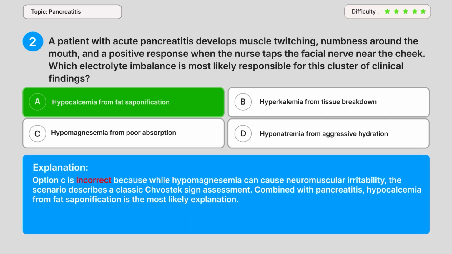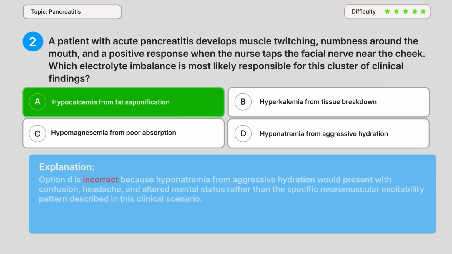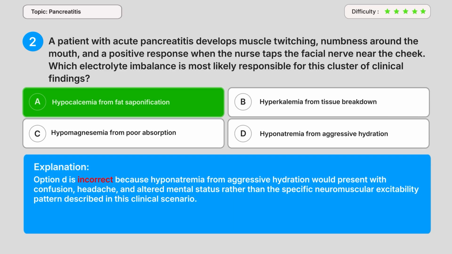Option C is incorrect because while hypomagnesemia can cause neuromuscular irritability, the scenario describes a classic Chvostek sign assessment. Combined with pancreatitis, hypocalcemia from fat saponification is the most likely explanation. Option D is incorrect because hyponatremia from aggressive hydration would present with confusion, headache, and altered mental status rather than the specific neuromuscular excitability pattern described in this clinical scenario.